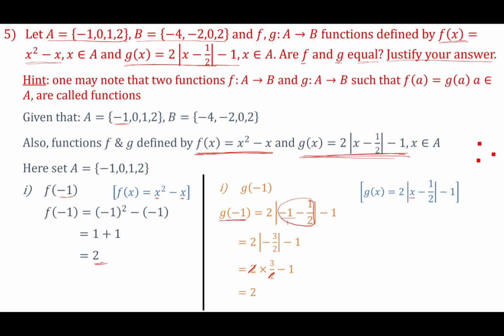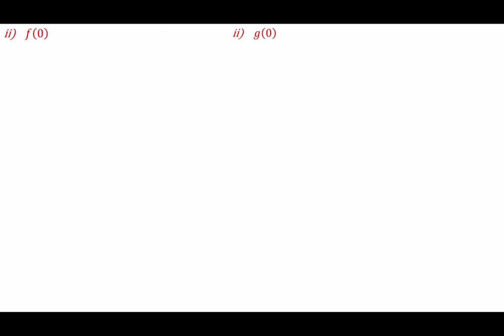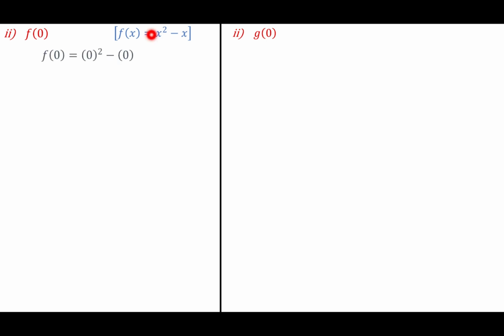So g of -1 is 2, and f of -1 is also 2, which means f of -1 is equal to g of -1. Similarly, in the second part, I have to find f of 0. We know f of x is defined by x square minus x. So in place of x, I will write 0. 0 square minus 0 is nothing but 0. So f of 0 is 0.